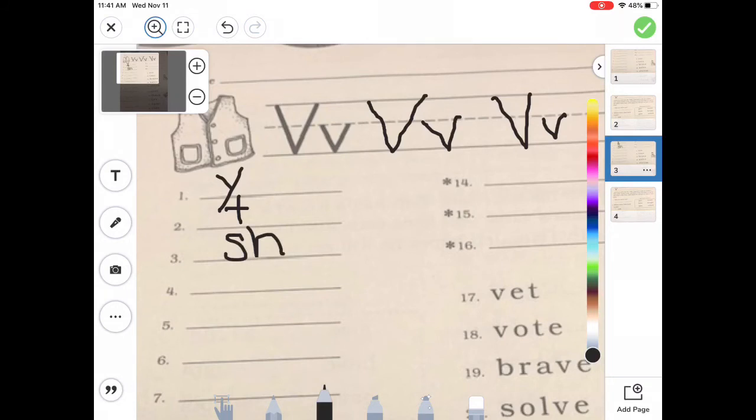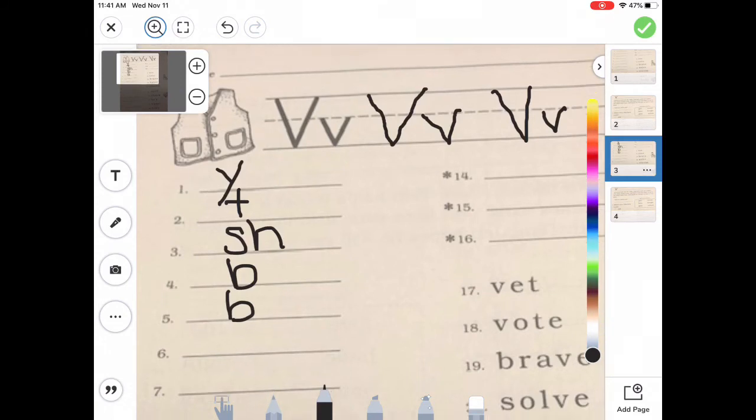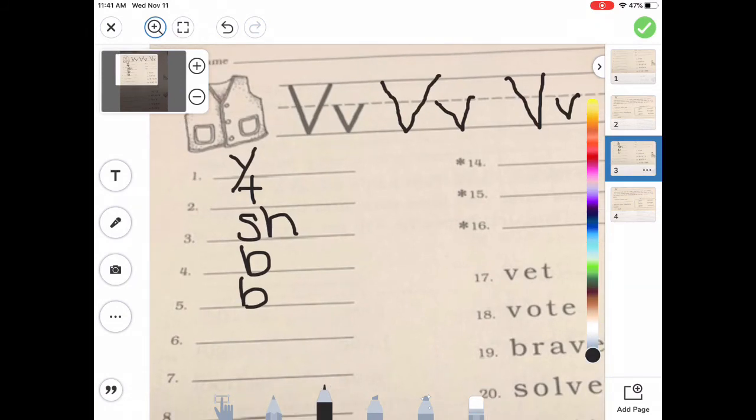Okay, then what if I want to spell the word boss? What's the beginning or initial sound in boss? B. Perfect. All right, what about if I want to spell the word bike? What's the initial sound in bike? B. Good job. And then on number 6, what if I want to spell the word jiggle? Jiggle.